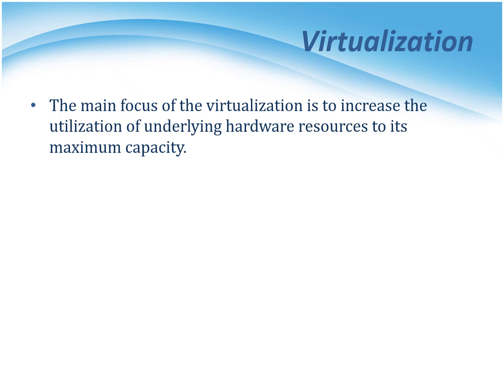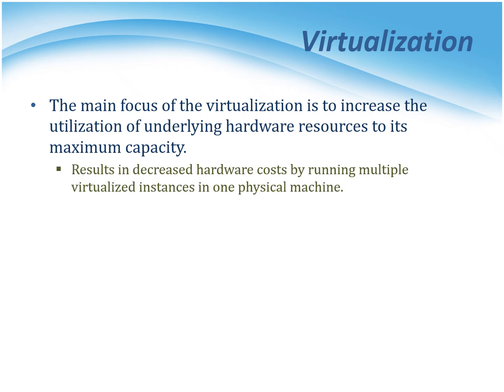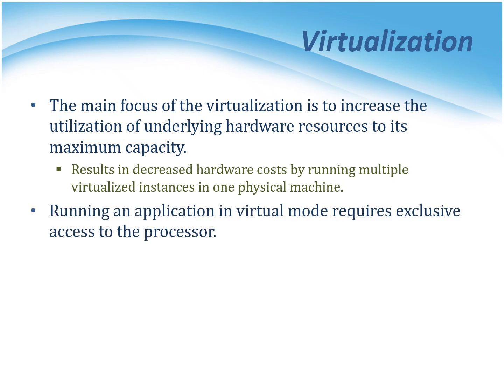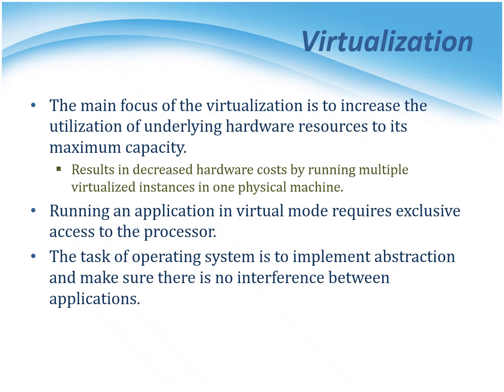The main focus of virtualization is to increase the utilization of underlying hardware resources to its maximum capacity. This results in decreased hardware cost by running multiple virtualized instances in one physical machine. Running an application in virtual mode requires exclusive access to the processor, so the task of the operating system is to implement abstraction and make sure there is no interference between applications.